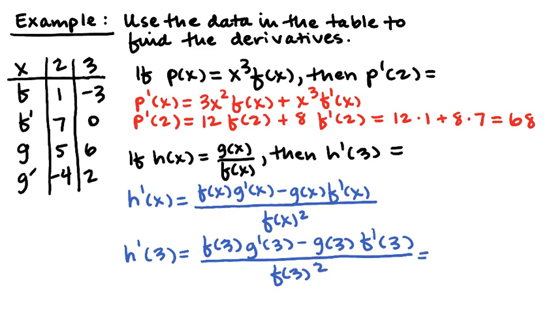All right, well, then I go over to the right column of the table, and I find that f of 3 is negative 3. g prime of 3 is 2, minus g of 3 is 6 times f prime of 3, which was 0. That'll make the calculation a little easier. Divided by f of 3 squared, well, that's negative 3 squared. So that's negative 6 divided by 9, or negative 2/3, whichever one you like.